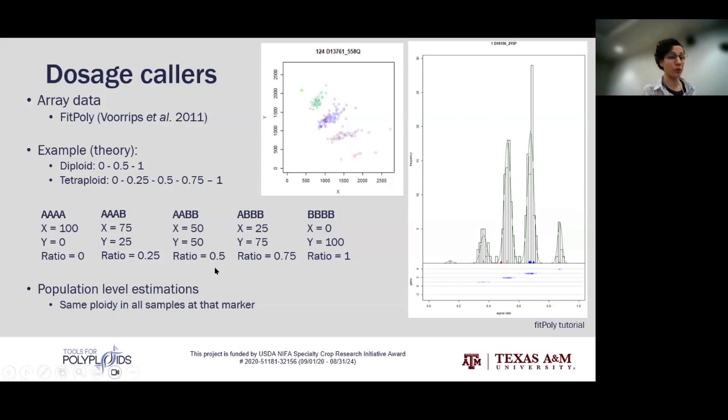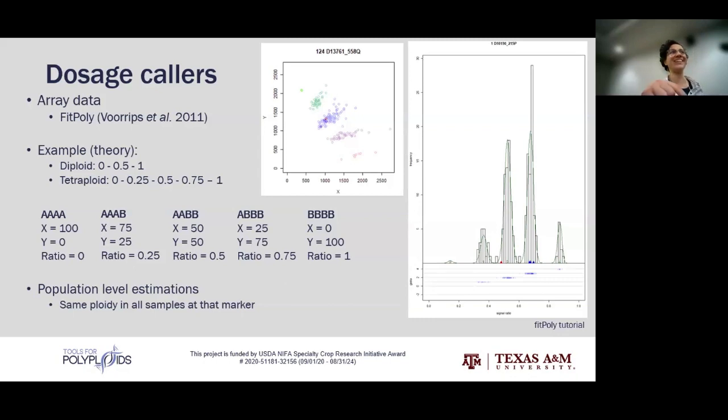So here's a tetraploid example. In a tetraploid, we would have other types of ratios, like other heterozygous categories. In this perfect example, the diploid theoretically will have 0, half, and 1, and the tetraploid will have 0, 0.25, 0.5, 0.75, and 1. So these would be the ratios that we would expect for this ploidy. So hey, what could be wrong?